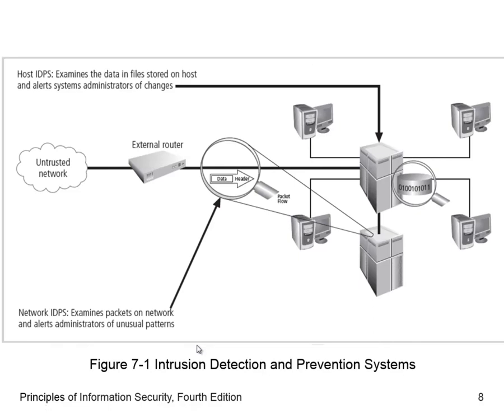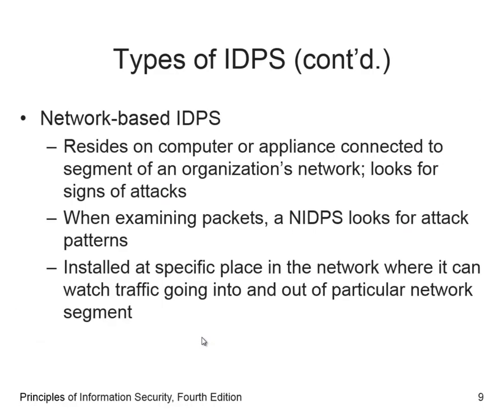The host IDPS examines the data in files stored on the host and alerts system administrators of any changes, while the network IDPS examines packets on the network and alerts administrators of unusual patterns. In the next few slides, we will address in detail how each type works, including the advantages and disadvantages of both types.